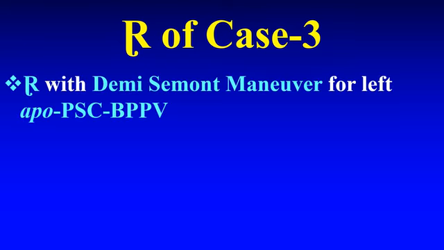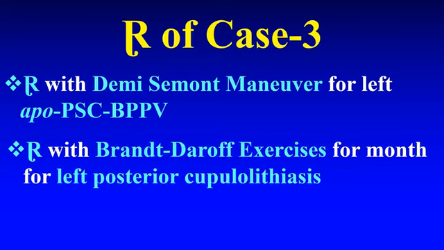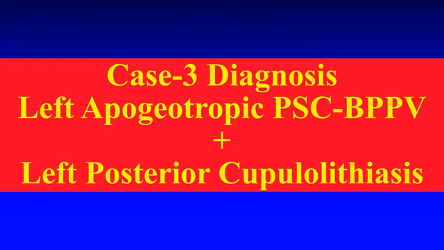Treatment of this case: she was treated with Demi-Hamilton maneuver for the left apogeotropic posterior semicircular canal BPPV. Next day, her oculomotor patterns only revealed the nystagmus of left posterior semicircular canal cupulolithiasis, which we tried to manage by the mastoid oscillation, but that didn't work, and we advised Brandt-Daroff exercises for a month for left posterior cupulolithiasis based on the recommendations of the 2022 guidelines. So the case 3 diagnosis is left apogeotropic posterior semicircular canal BPPV and left posterior semicircular cupulolithiasis.